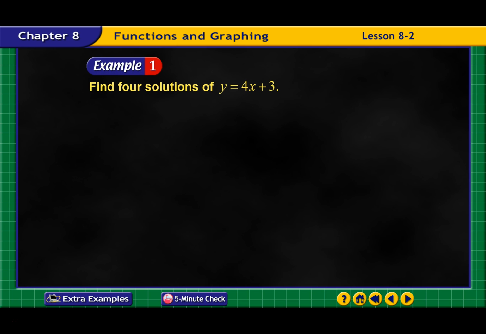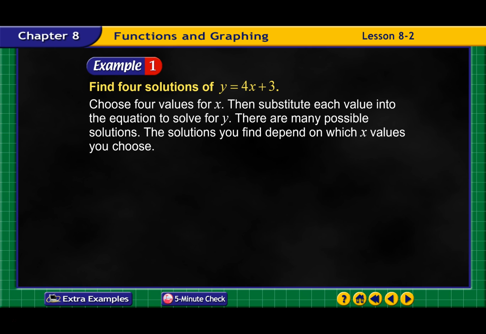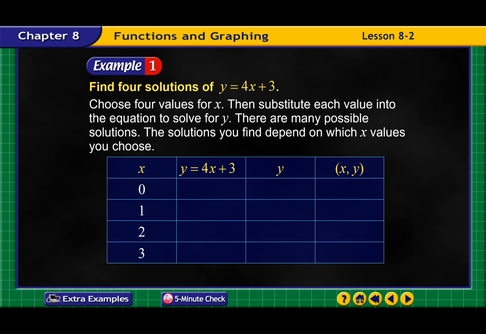All right, so find 4 solutions for this equation. So step 1, pick 4 things. So choose 4 values, substitute each value in. There may be many possible solutions, but we want to find ones that depend. The ones you find depends on which x values you choose. In this case, they pick 0 through 3. Those are convenient numbers. And they set it up with this kind of chart here. And this one, if I was actually making this myself, I'd probably make it a little wider.